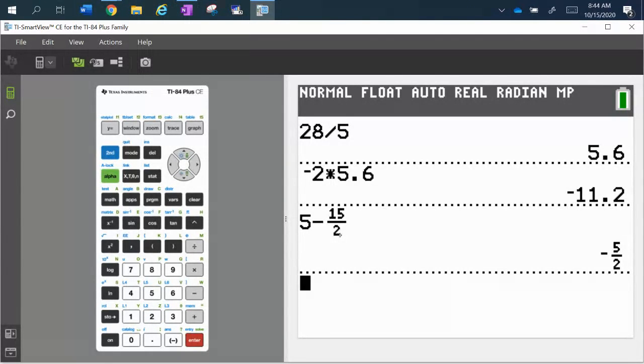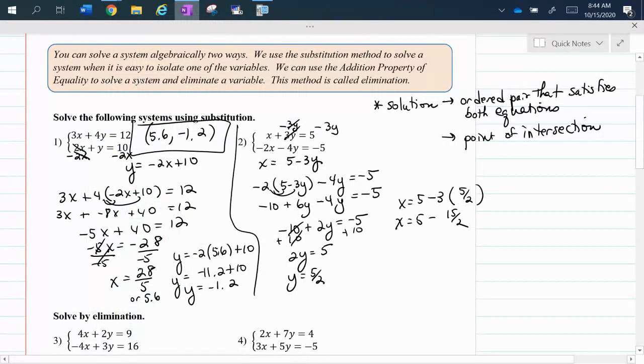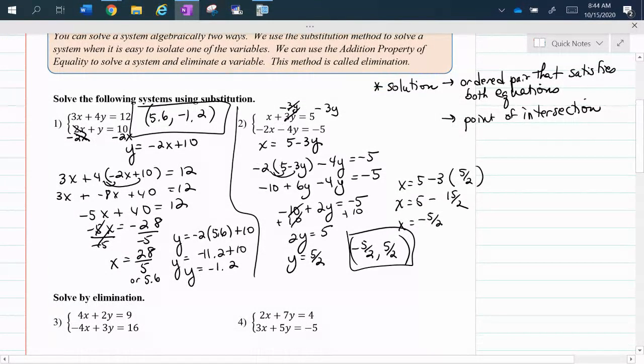5 minus, and then if I put my fraction in as a fraction rather than in parentheses with the division sign, the calculator will give me a fraction answer. Negative 5 over 2. So my solution to this system would be negative 5 over 2, comma 5 over 2. We could write it as an ordered pair. Make sure we write our solutions as ordered pairs, because that's what they are.